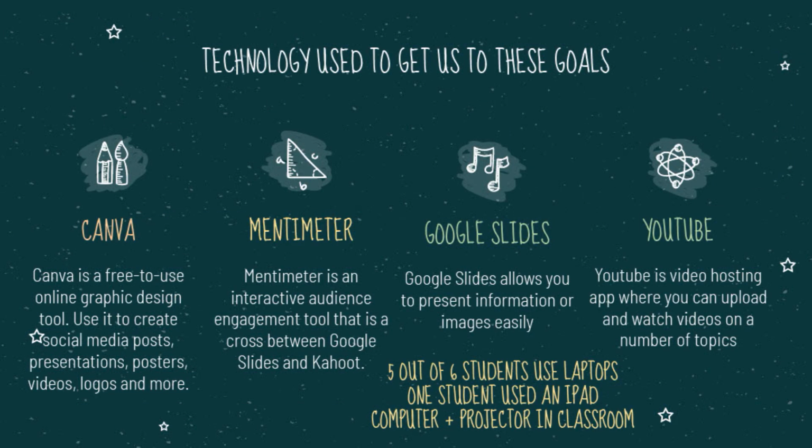So the technology that I used to get us to these goals were Canva. Canva is a free-to-use online graphic design tool. It can be used to create social media posts, presentations. It's something that's accessible. There's a free version, and it's something that we encourage students to use. We use Mentimeter, which is an interactive audience engagement tool that I call a cross between Google Slides and Kahoot, and it was something they had never used before.